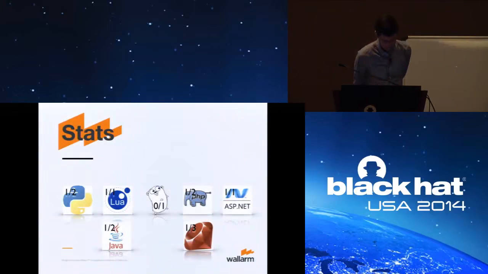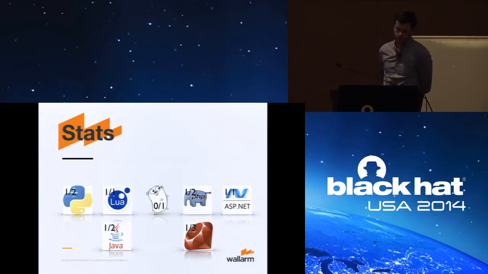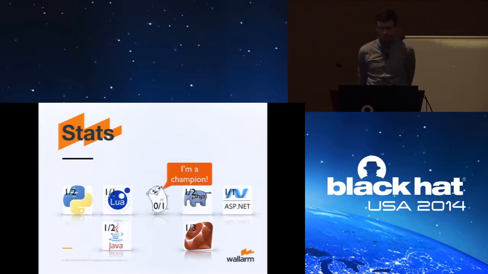Our stats. Yes, I like SPDY. So, stats. I researched 2 drivers for Python, and one of them is vulnerable. 0 of 1 wrappers for Go are vulnerable, 1 of 2 wrappers for PHP vulnerable, 1 of 1 for .NET, 1 of 2 for Java, 1 of 3 for Ruby. And what's the reason? Hamster win. Go said to us that it's the champion.